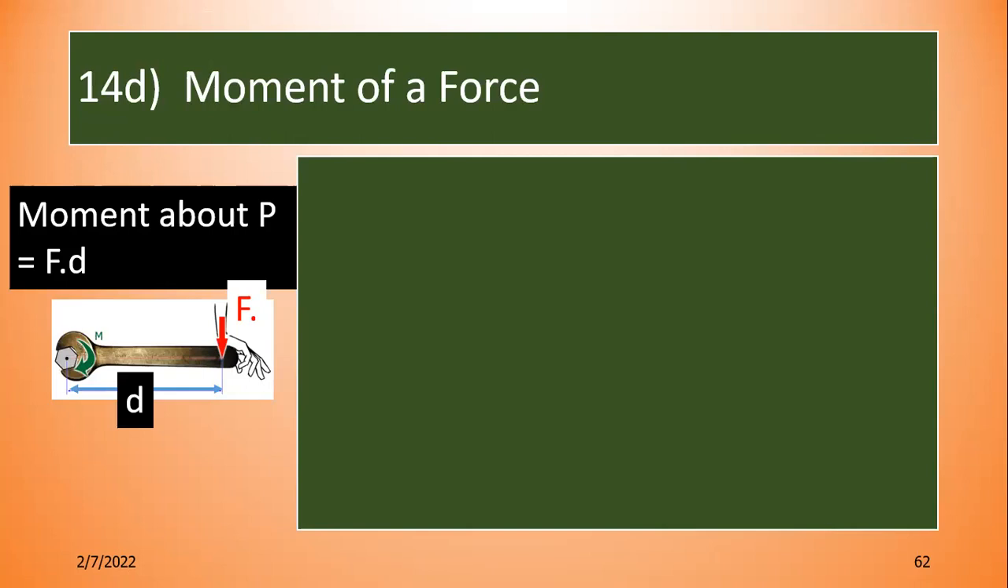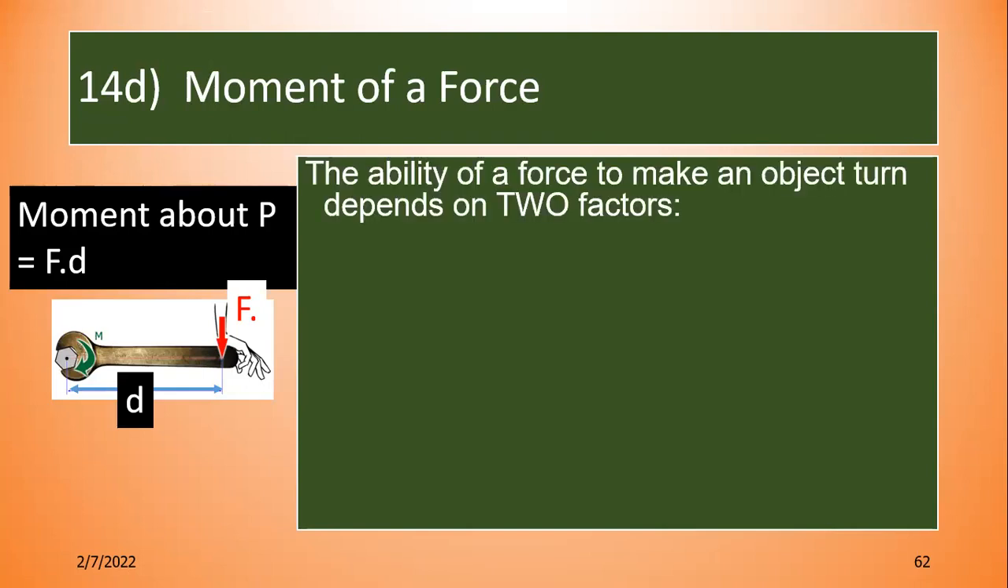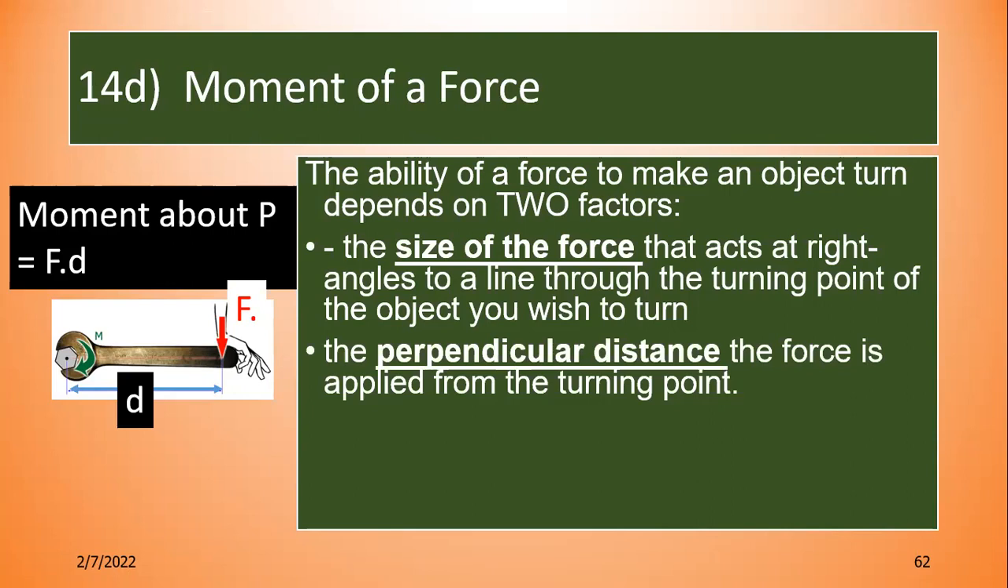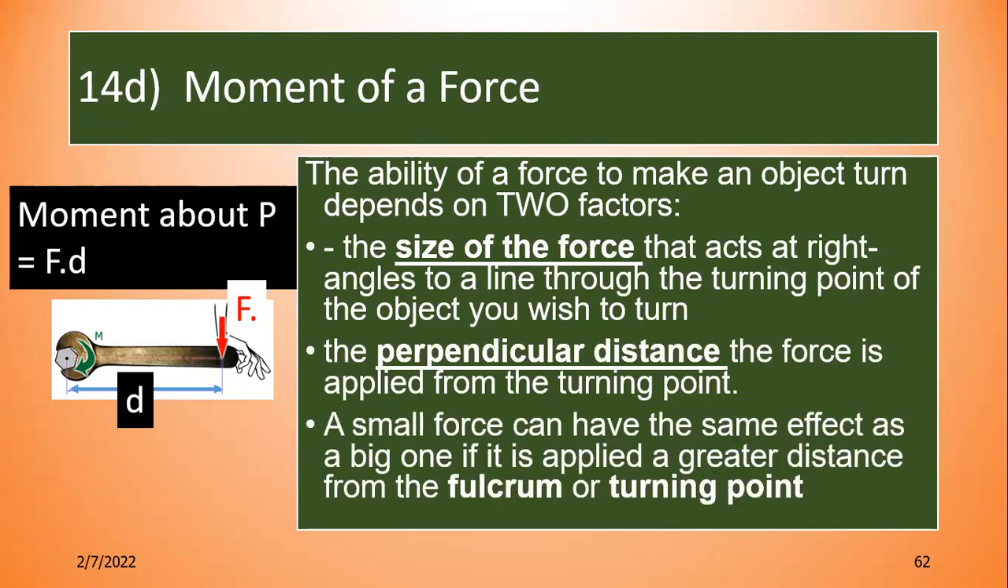Okay, force and perpendicular distance, you can see some uses. The moment or torque depends on 2 factors: the size of the force, how big or how small, and the perpendicular distance D. So if there's a constant moment, we can make this force small by making the length D large, giving the same moment.